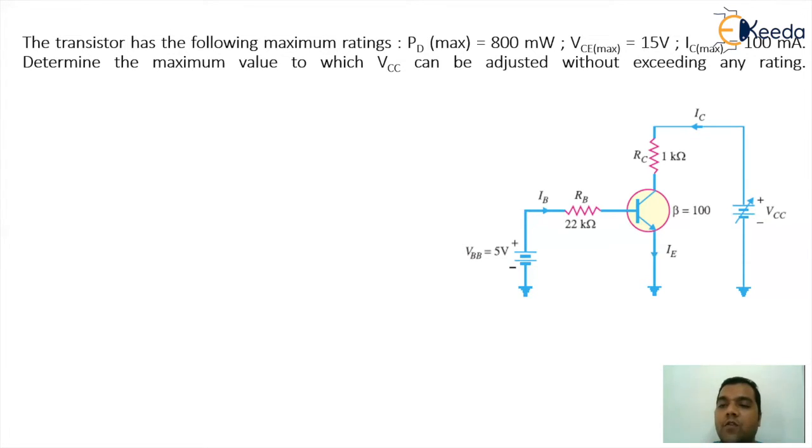So that VCC is going to be adjustable. So we are supposed to find the adjustable value, or the maximum value, at which you can keep your VCC so that the ratings are not exceeded. For that, we need to go for small calculations.